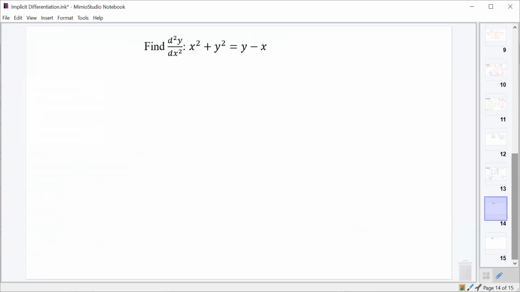Now let's see if we can find a second derivative using implicit differentiation. What do we need to do before we can find the second derivative? Find the first derivative. That's right. That should be the easy part. We've done that a bunch of times, right? So the derivative of x squared is 2x plus 2y times dy over dx equals 1 dy over dx minus 1. Everybody good with that?